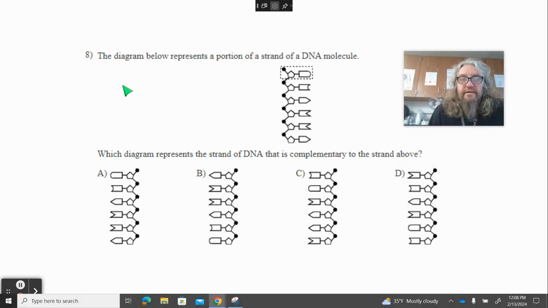Number eight. The diagram below represents a portion of a strand of a DNA molecule. Which diagram represents the strand of DNA that is complementary to the strand above? Is it A, B, C, D?